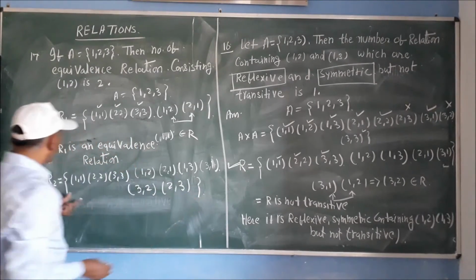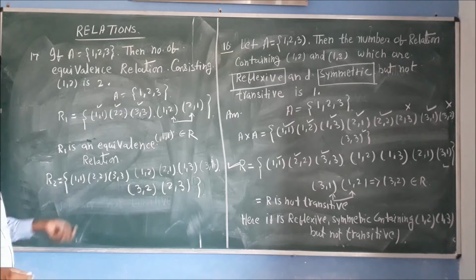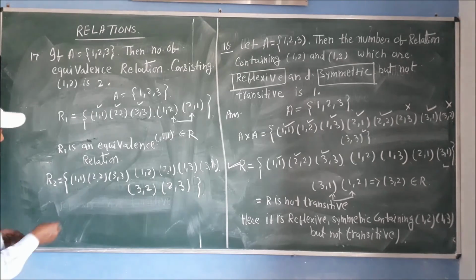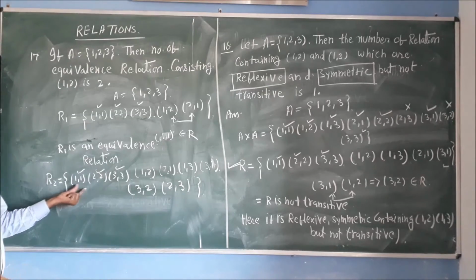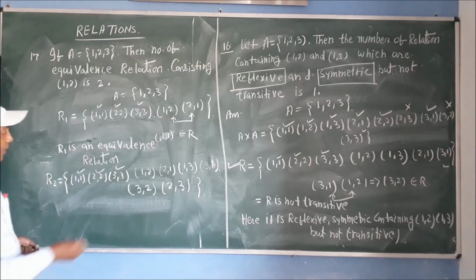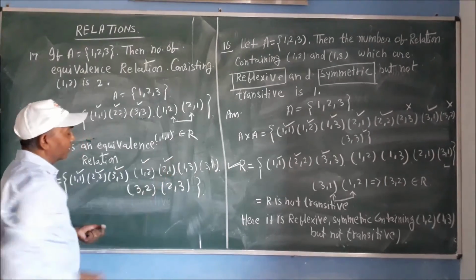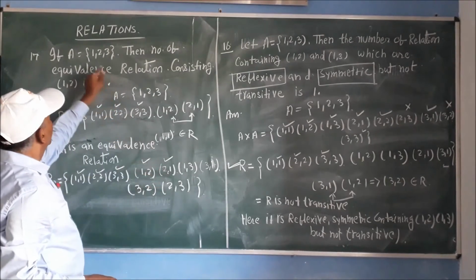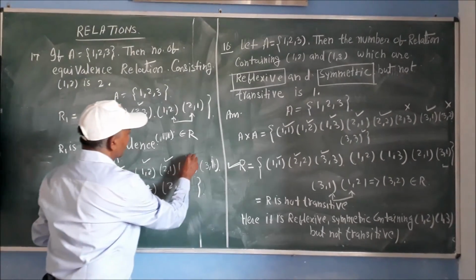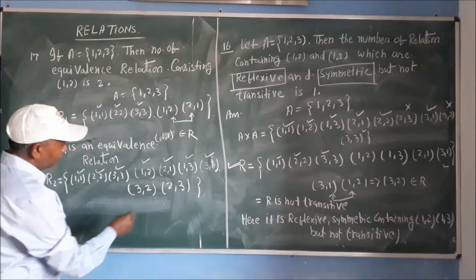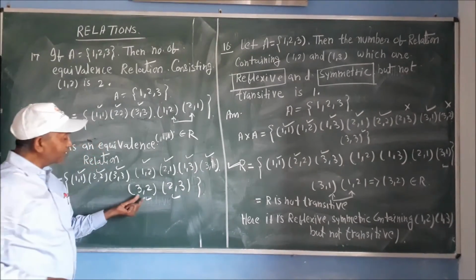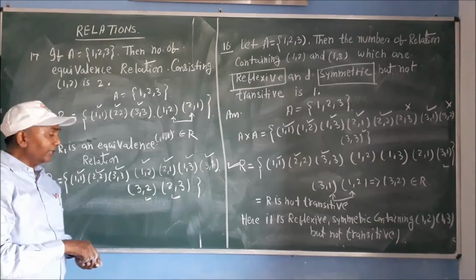And after that we check whether R2 is following equivalence relation or not. So (1,1), (2,2), (3,3) here. That means it follows reflexive property. (1,2) and (2,1) is here. That means it follows symmetric property. (1,3) and (3,1) here. That means it follows symmetric property. (3,2) and (2,3) is here. That means it also follows symmetric property.